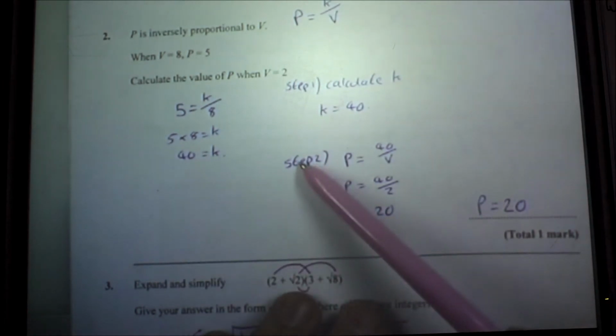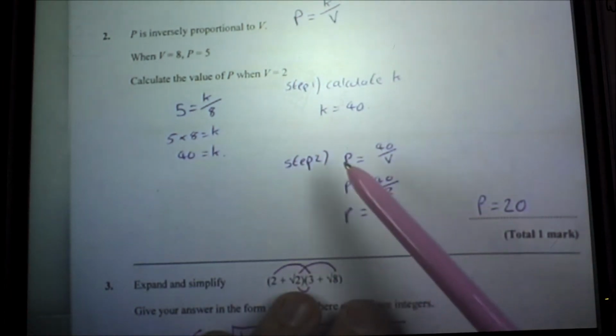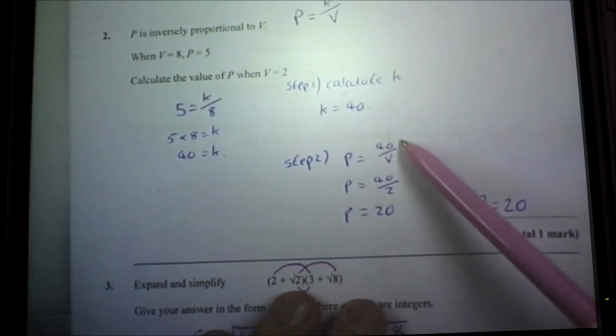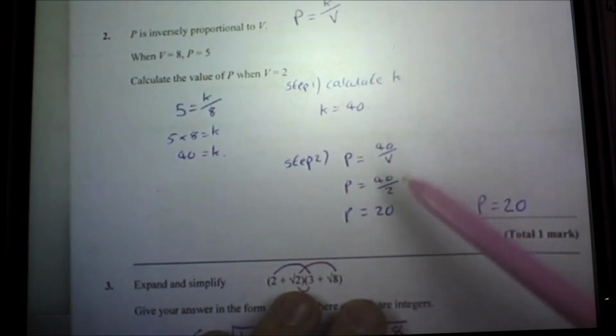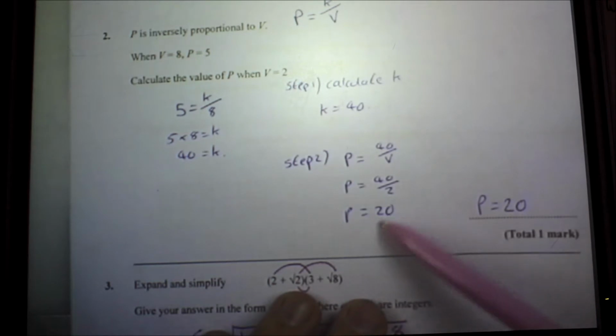Then step 2, calculate the value of P when V is 2. So P we don't know. 40 is K and V is 2. So here we go. So P equals 20. And that's... Oh, I only get 1 mark for that. I expect you'll get more in a proper exam.